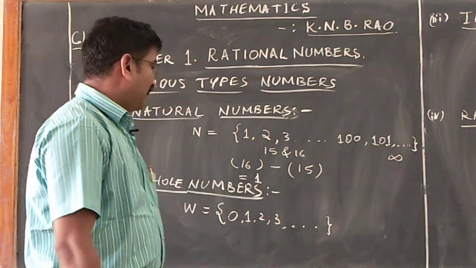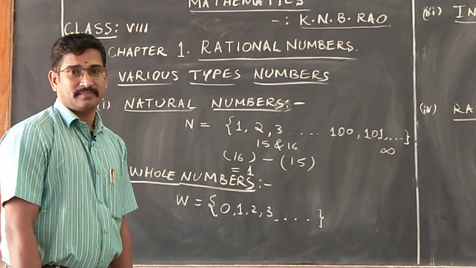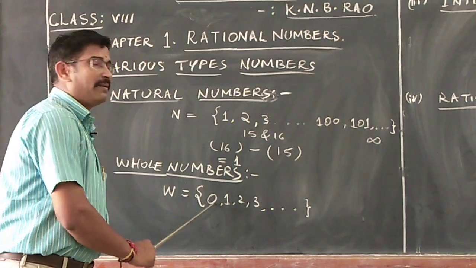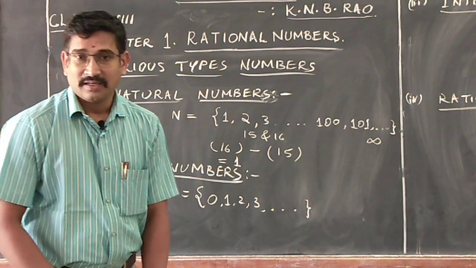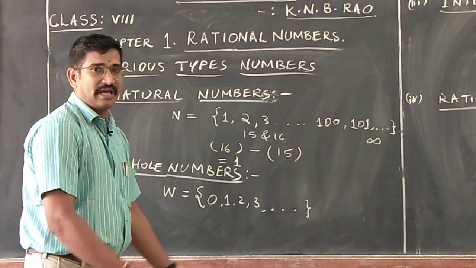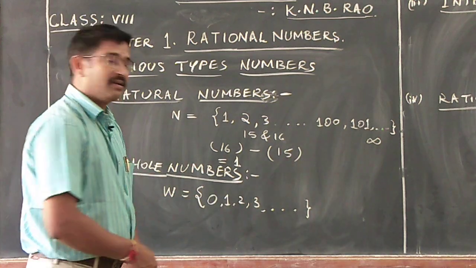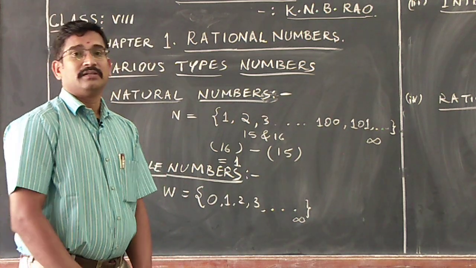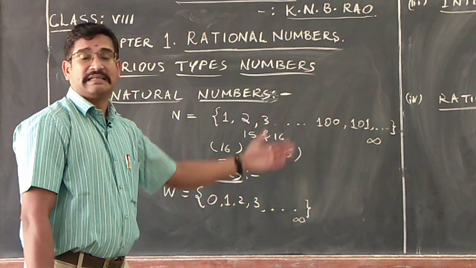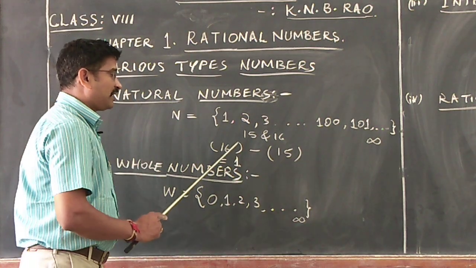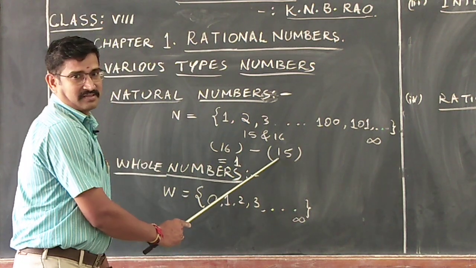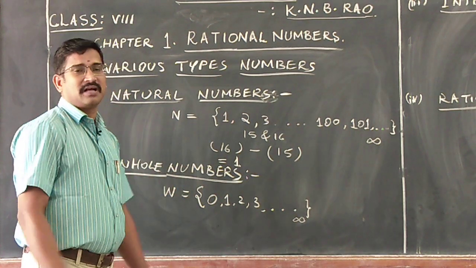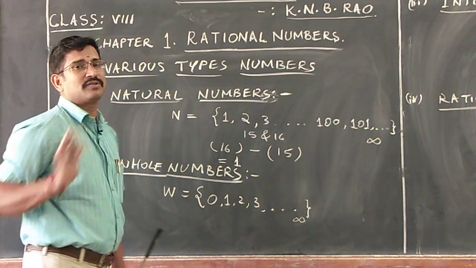Next, see children, in the whole number system, since 0 has come along with the natural numbers, obviously the smallest whole number is 0, and the biggest whole number, as they are countless in nature, is again infinity. And we have a third important property, just like in the natural number set: the absolute difference between any two continuous natural numbers is 1. Similarly, even in whole numbers, the difference between any two continuous whole numbers is 1.